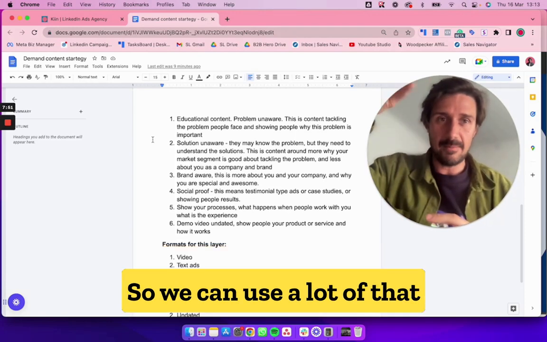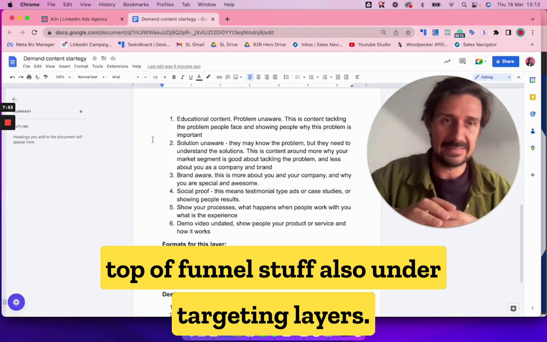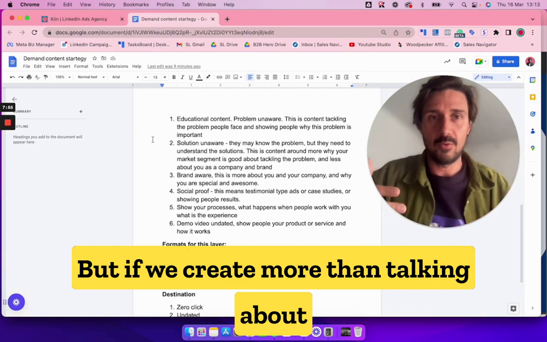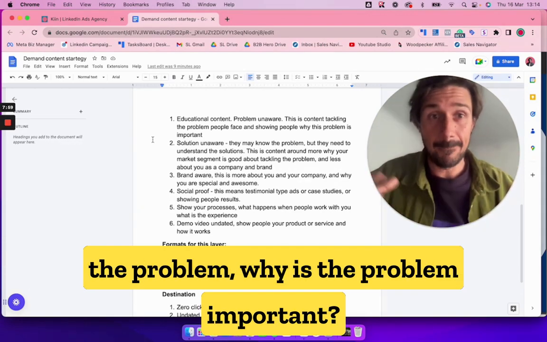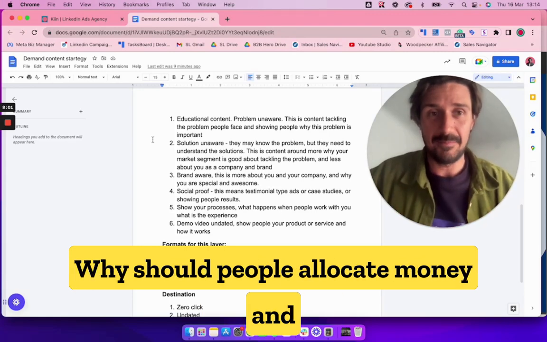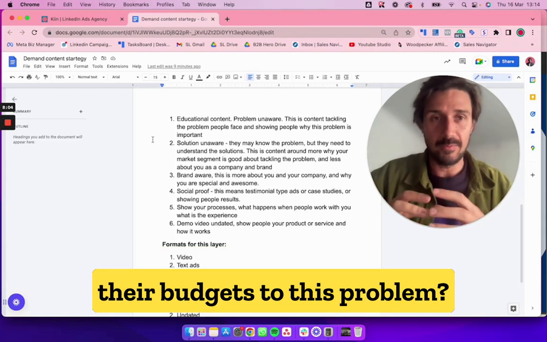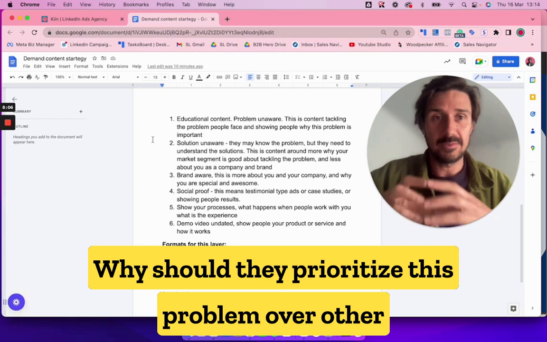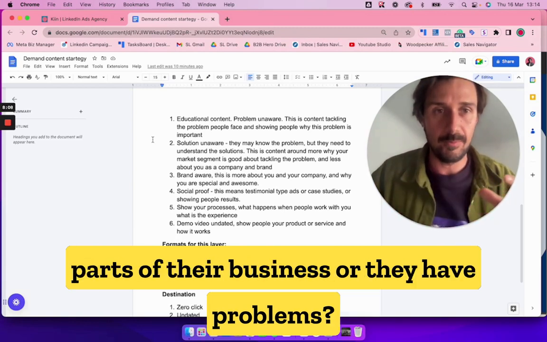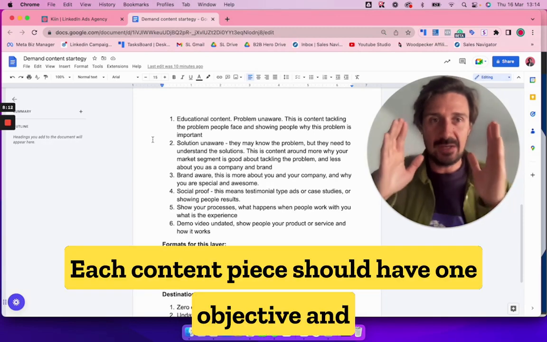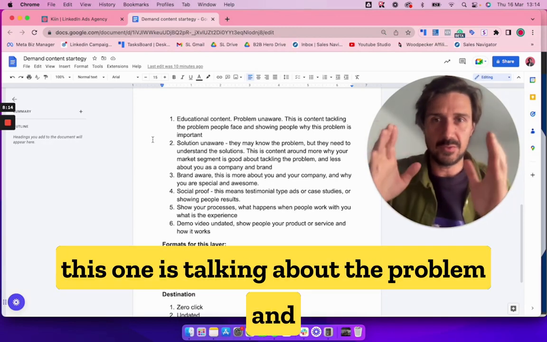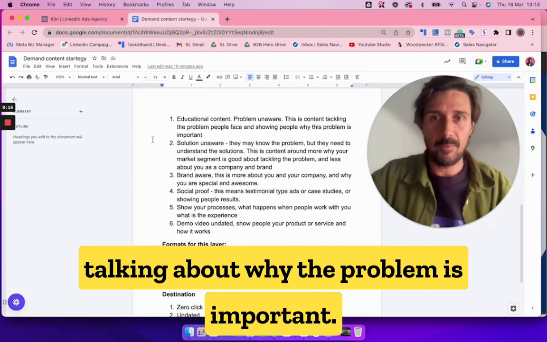So we can use a lot of that top of funnel stuff also in retargeting layers. But if we create more, then we talk about the problem, why the problem is important. Why should people allocate money and their budgets to this problem? Why should they prioritize this problem over other parts of their business, or other problems they have? Each content piece should have one objective, and this one is talking about the problem and why the problem is important.